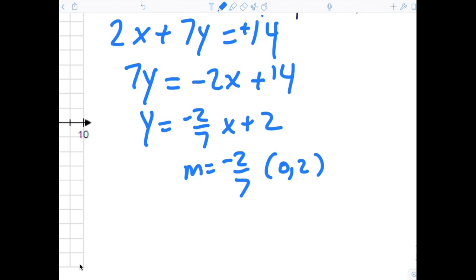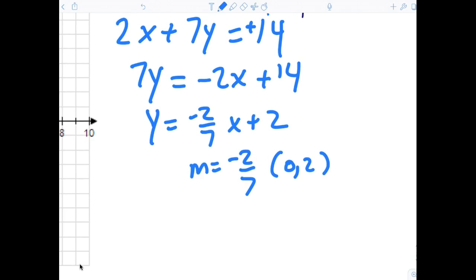Why would the y-intercept be 2? Did you not divide by 7? So what's 14 divided by 7? 2. Oh, okay. You with me? Do I need to put divided by 7 on everything, or are you good? I'm good. All right? So now to graph it, what do I do?